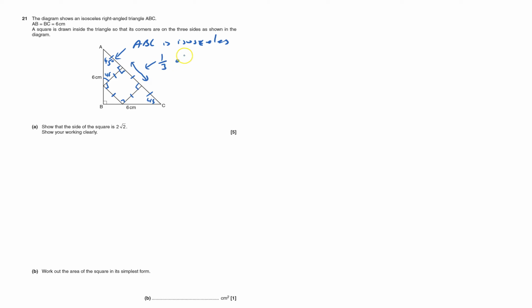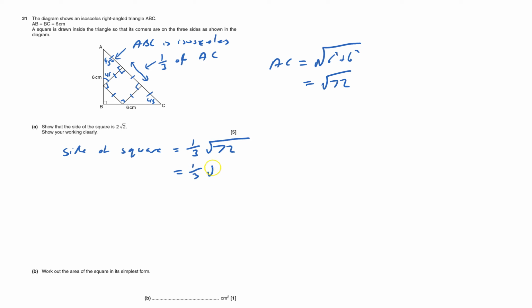So how long's AC? So AC equals, from Pythagoras, the square root of 6 squared plus 6 squared, and that equals 36. That's the square root of 72. Obviously I've got to do it exactly here, so I want to have the side of square equals 1/3 of root 72. So it's about thirds. So I'm going to have to see what square number goes into 72. 9 goes into it. So that'd be 9 times by 8.